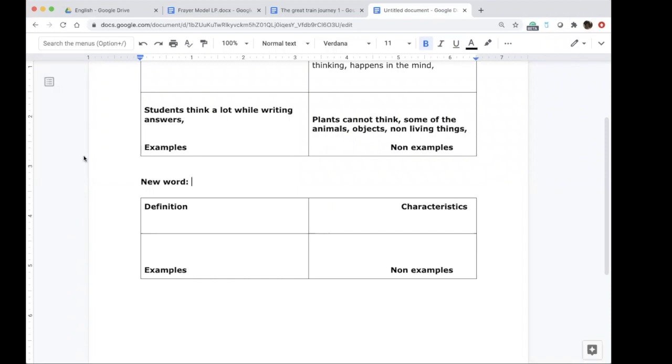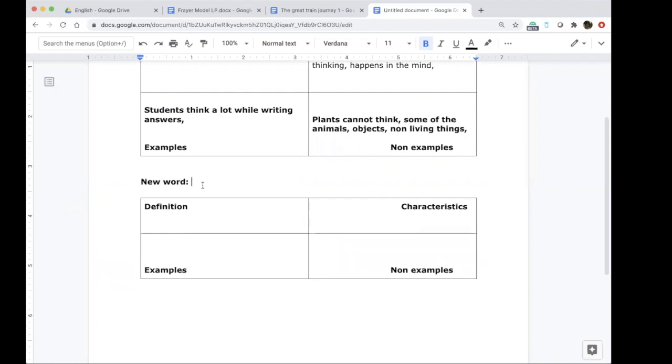Let's see. Okay, Aishwarya, yes. Sir, house. House. Okay, house is a very simple example, right?